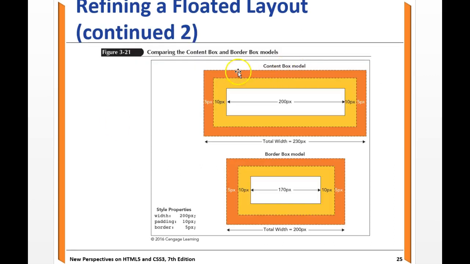Let's look at this example. Maybe it's easier when you see it than when I talk about it. So this is the content box model, and this is the border box model. As you can see here, these two models have the same width, padding, and border values, but how they interpret them is different.